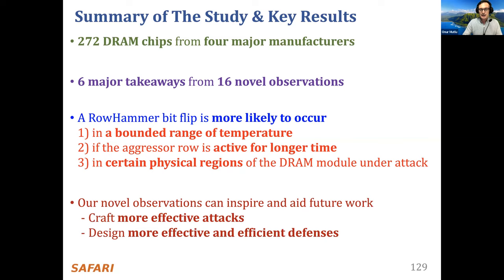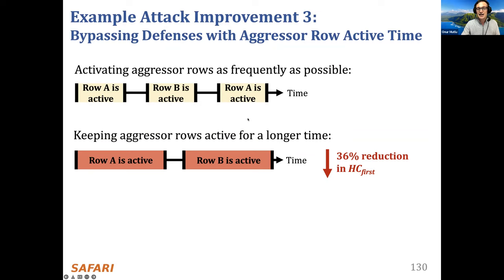And let me give you an example. So this is an example attack improvement. This was what was done with RowHammer before. You activate aggressor rows as frequently as possible. But in this paper, we showed that if you keep the aggressor rows active for a longer time, it causes a buildup of RowHammer effect, let's say. As a result, the number of activations you need to do to induce the first bit flip reduces.